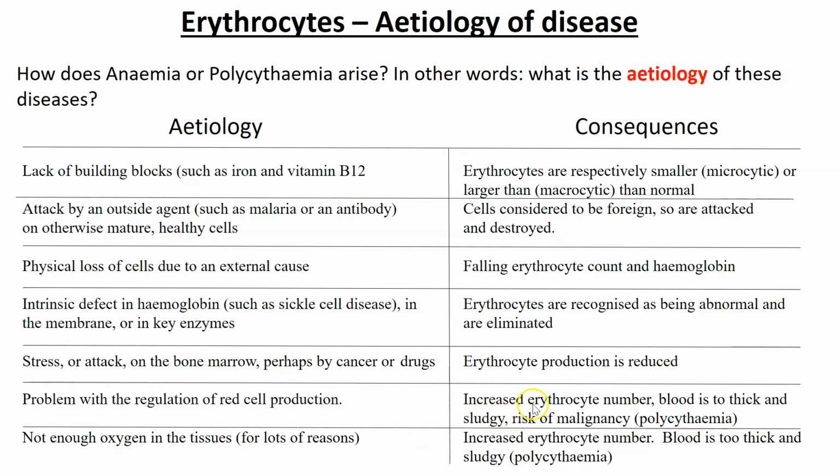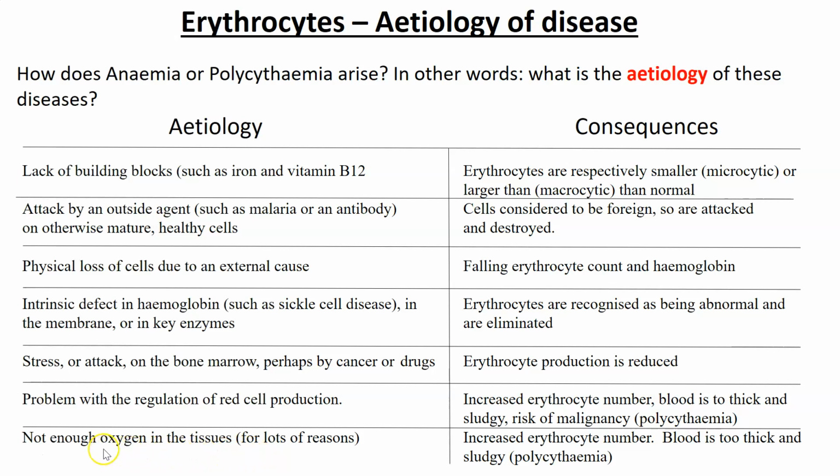In this case, we could have more red blood cells, and as a consequence your whole blood becomes thicker, with a sort of sludgy consistency. If that's consistent after many blood tests, then it could indicate malignancy.